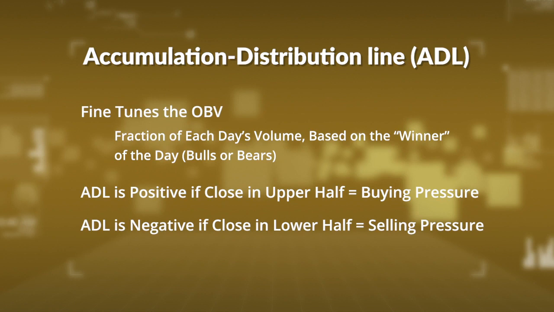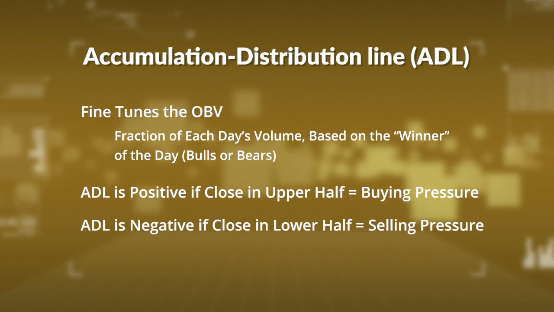So we're fine tuning the OBV. Rather than just take all of the volume for the day and subtract or add it, based on who won that day, we're going to take a fraction of that volume, based on who did the best, the bulls or the bears. The ADL, the accumulation distribution, will be positive if you get a close in the upper half of the bar, and negative if the close is in the lower half. This represents your buying pressure and selling pressure.